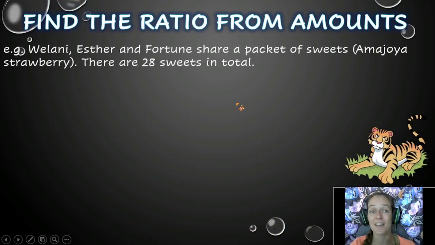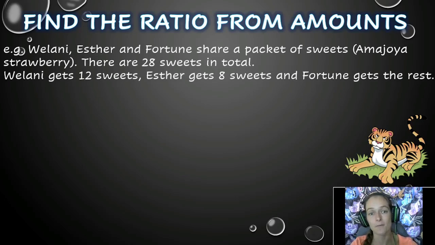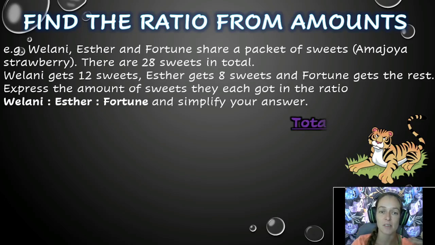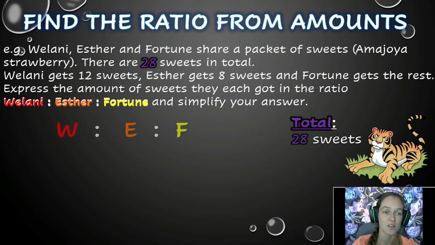Okay, this is the other way they can ask things. They can tell you to find the ratio from amounts given. So let's say our friends Wilani, Esther, and Fortune, they share some sweets. I'm enjoying a strawberry, and there's 28 sweets in total. Wilani gets 12, Esther gets 8, Fortune gets the rest. The question asks you to express the ratio as Wilani, Esther, Fortune, and then simplify your answer. So first here, you need a note of your total, 28 sweets. It's going to be important.